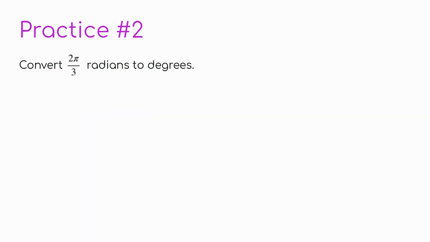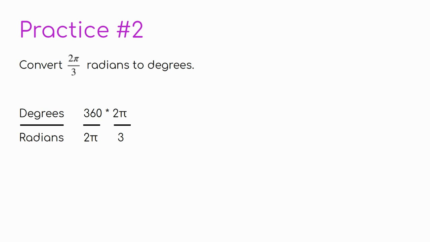All right, here's another one. Convert 2 pi over 3 radians to degrees. So pause the video and figure it out. All right. What you want goes on top. We want degrees. Degrees over radians. 360 over 2 pi. Multiply by our angle times 2 pi over 3.